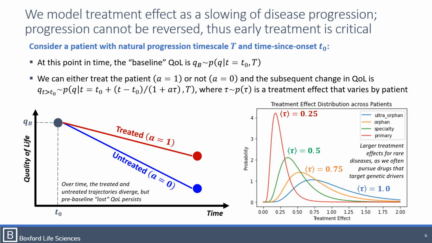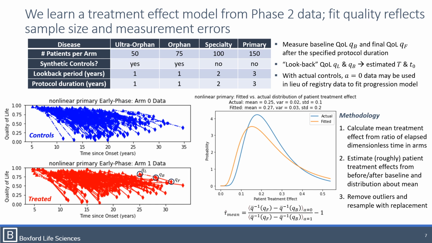At bottom right, we have the treatment effect distribution we use in each disease. In primary, in red, we have a relatively low treatment effect. As we go to smaller and smaller disease populations, particularly orphan and ultra-orphan, we have higher treatment effects because often in those diseases, we're pursuing drugs that target the genetic drivers. Given the underlying actual disease dynamics and the treatment effect, we can synthesize phase 2 data, which again, in practice, is what we're going to be seeing, and then we have to infer the treatment effect from that phase 2 data.